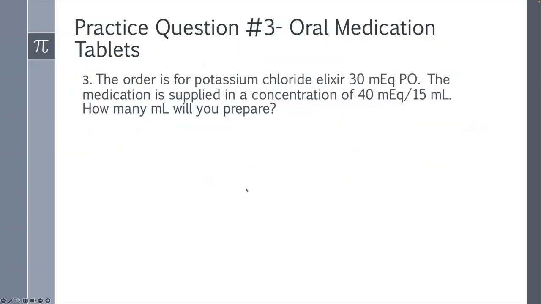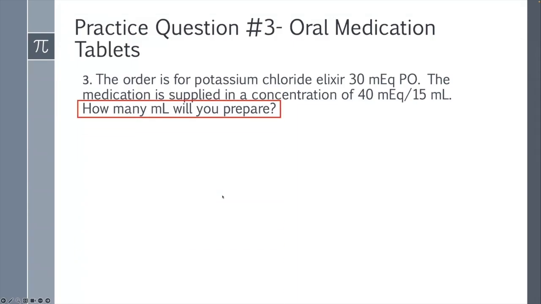The order is for potassium chloride elixir, 30 milliequivalents. Those are 30 milliequivalents PO, per mouth. The medication is supplied in a concentration of 40 milliequivalents per every 15 milliliters. How many milliliters will you prepare? So they're asking us how many milliliters we prepare.